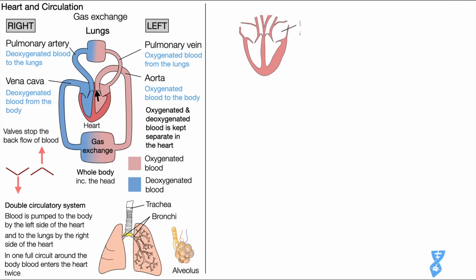Let's label the parts of the heart. This is called the left atrium. Remember, left and right is switched when you're looking at it on the page. So this is the left atrium. This is the left ventricle. Remember, the left ventricle has thicker walls than the right ventricle because it has to pump blood further than the right ventricle. This is the right ventricle, and this is the right atrium.